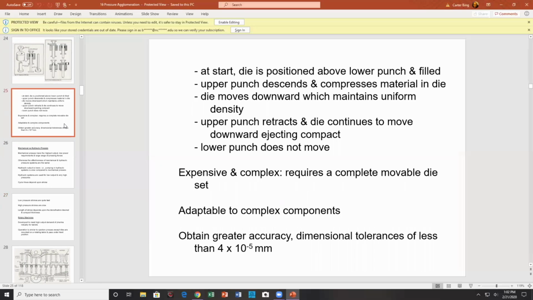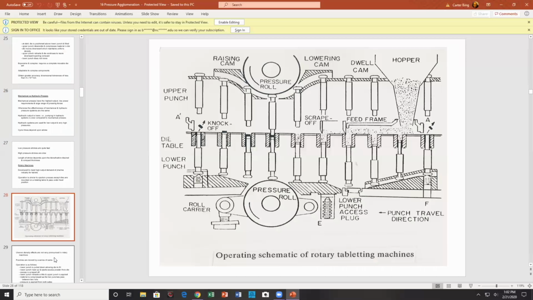See what we got here. Complex, expensive, requires a complete movable die set and replacements, of course. Adaptable to complex components. High accuracy, with dimensional tolerance less than 4 times 10 to the minus 4 millimeters. It's pretty small. And here we have an operating schematic for a rotary tableting machine.